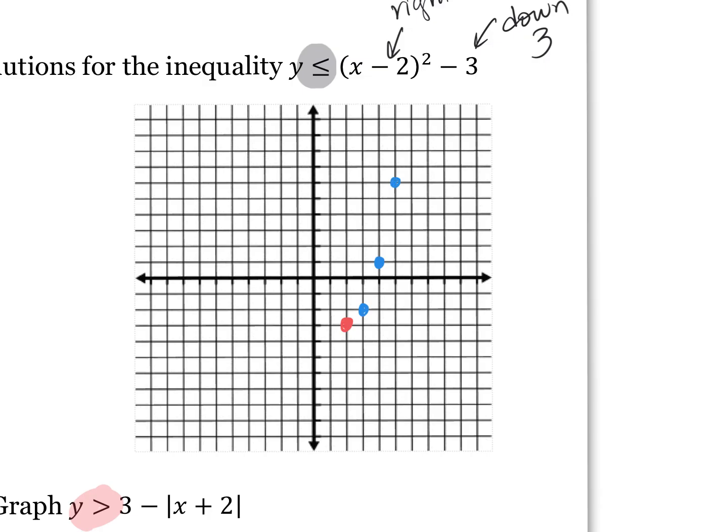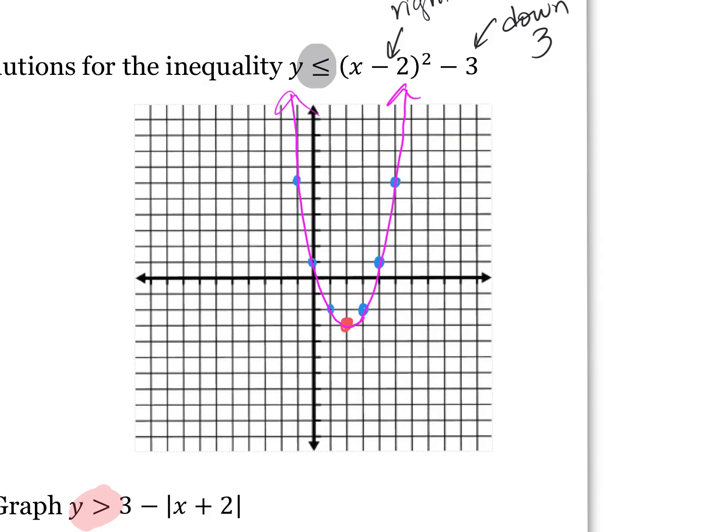Perfect. Then I'm just going to reflect my points because I know the parabola has that line of symmetry. And I know anything squared would be positive, so it'll be above that vertex. Okay, are we down to make a solid or dashed? Solid. Good. Go ahead and make that nice solid line. Then we got to talk about shading it.